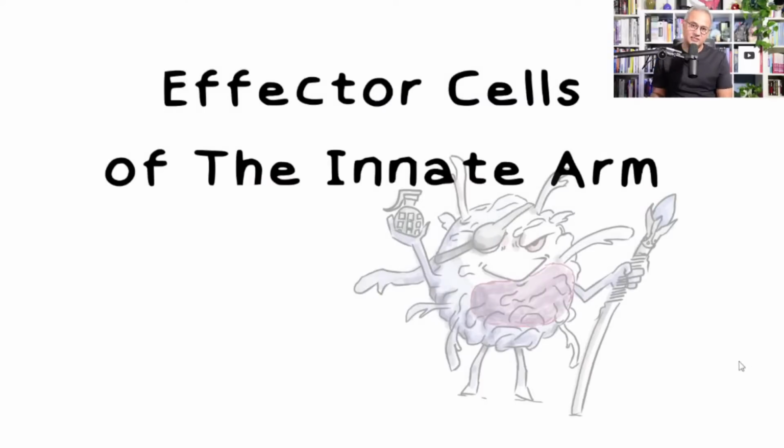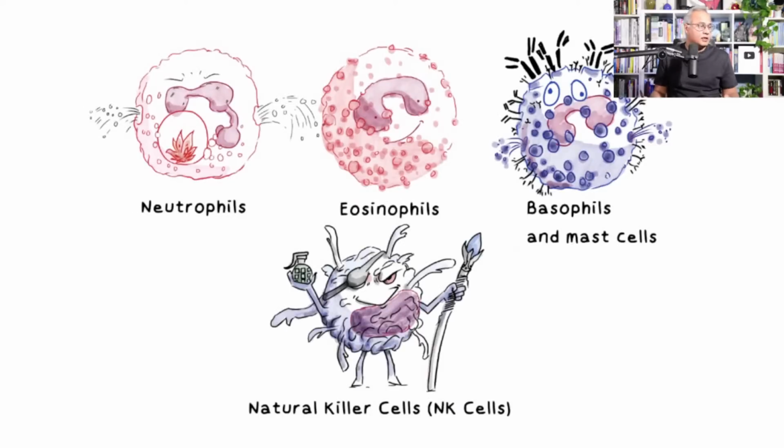So the effector cells of the innate arm. Total cells for the innate arm, we did some yesterday: macrophages, dendritic cells, monocytes that give rise to macrophages or dendritic cells, then granulocytes, which are neutrophils, eosinophils, basophils, mast cells as well, and then natural killer cells. There are other cells too, but these are the more important ones. So today we'll do the remaining cells. So what are these cells?